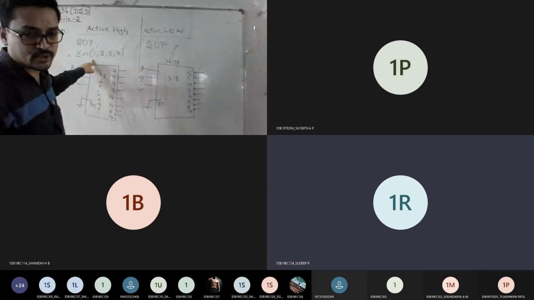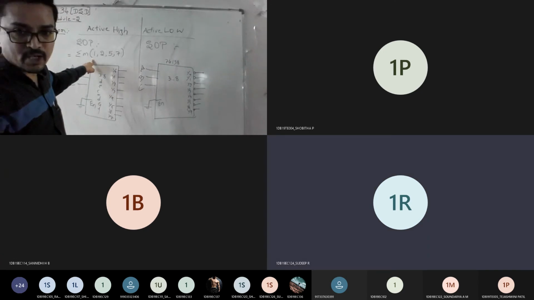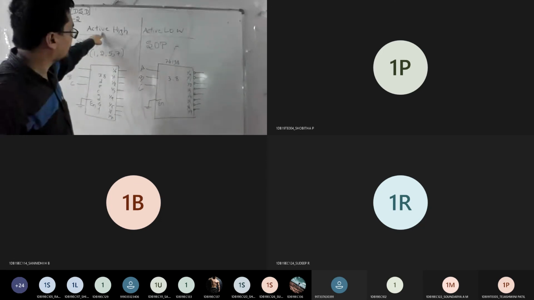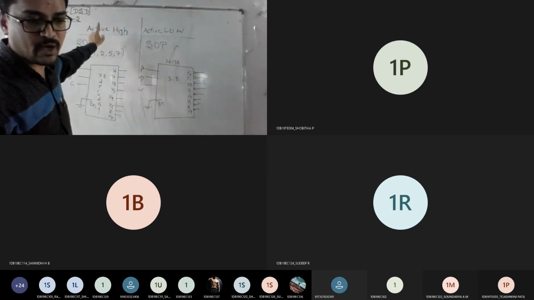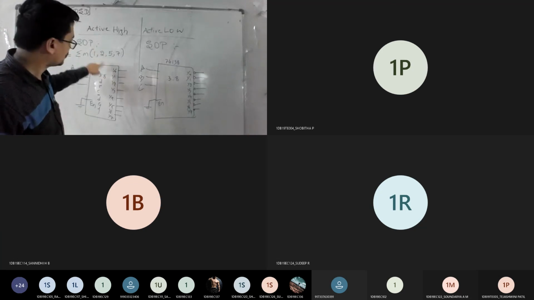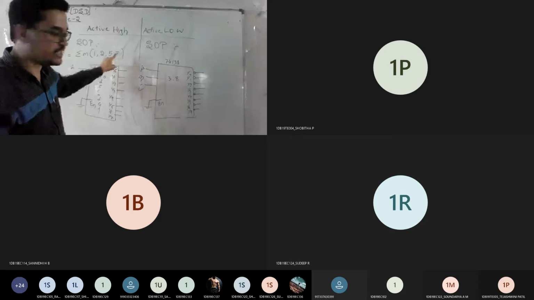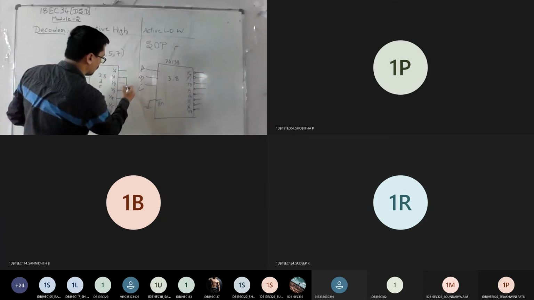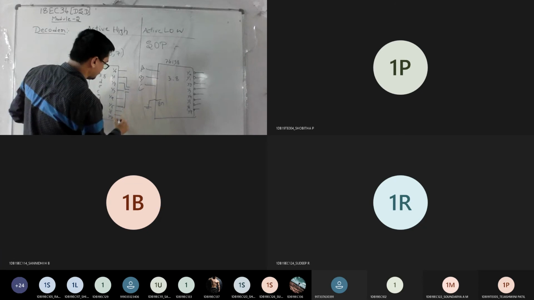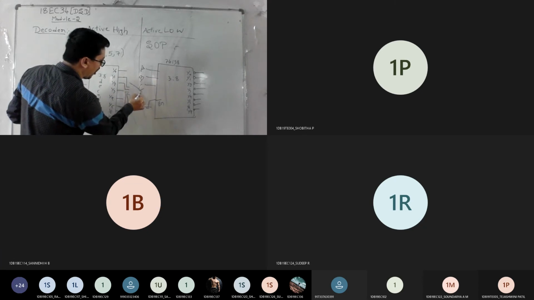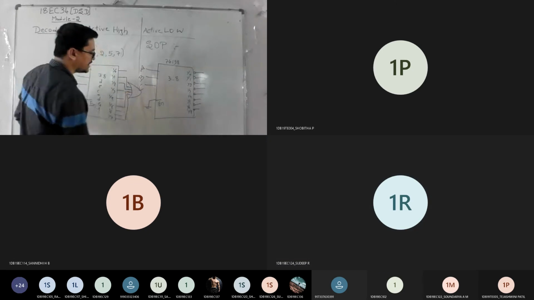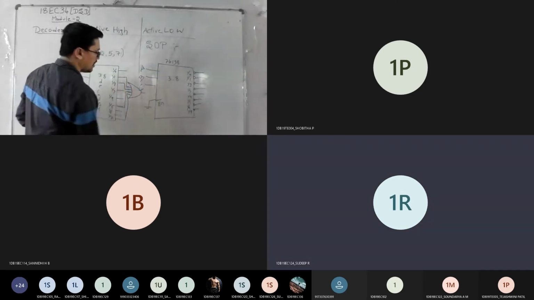Listen. If they ask you for an implementation of SOP for this function for active high logic, always remember where the minterms are. One is here, 2 is here, 5 is here, 7 is here. So just take those outputs 1, 2, 5 and 7 and connect them to your OR gate. I'll repeat, connect these to your OR gate. So this is your output.